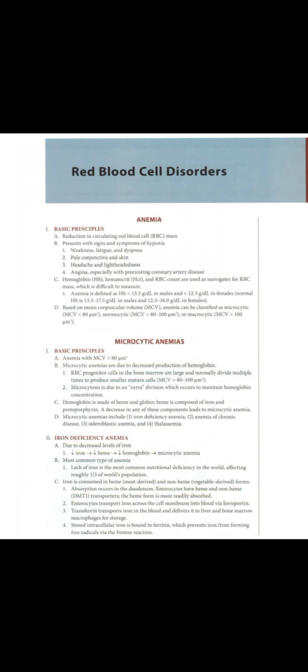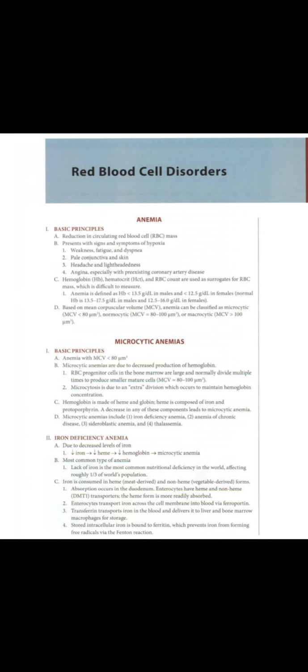Hemoglobin, hematocrit, and RBC count are used as surrogates for RBC mass, which is difficult to measure. Anemia is defined as Hb less than 13.5 gram per deciliter in males and less than 12.5 gram per deciliter in females. Normal Hb is 13.5 to 17.5 gram per deciliter in males and 12.5 to 16 gram per deciliter in females.